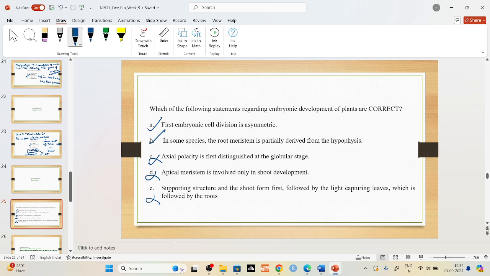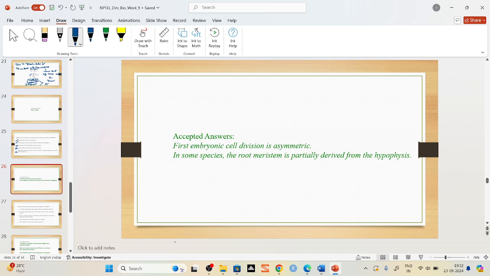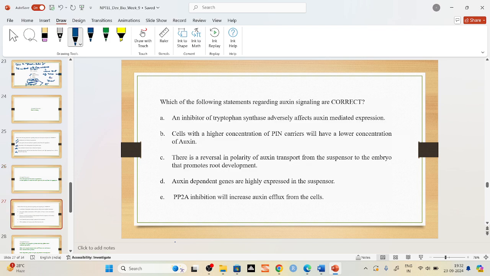So your correct statement is: the first embryonic cell division is asymmetric, and in some species the root meristem is partially derived from the hypophysis. These are your two correct statements according to me. Let us see. Yes, so the correct answer is this only. Okay.